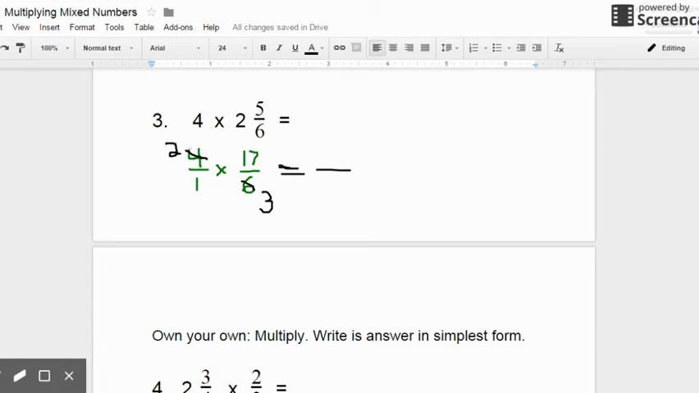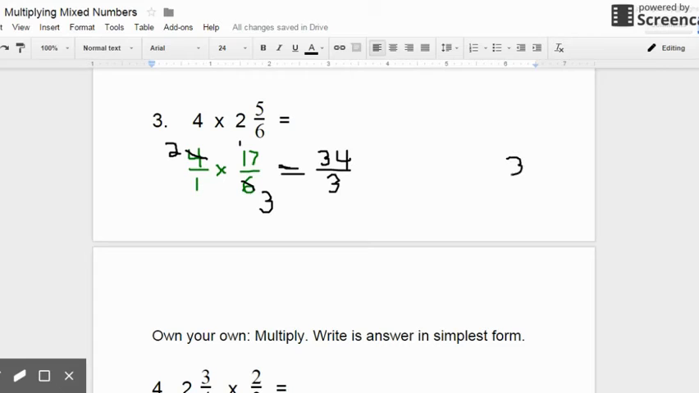17. Well, let's go into the multiplication. 2 times 7 is 14, carry the 1. 2 times 1 is 2, plus 1 is 3. So we get 34. And now we multiply also across the bottom. 1 times 3 is 3. Well, here we go again with an improper fraction. So we have to make the change.